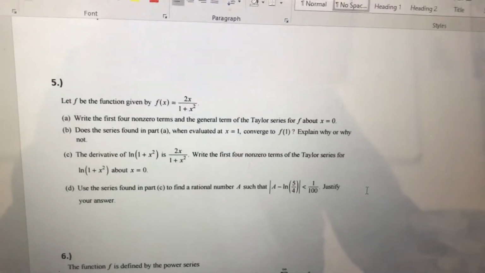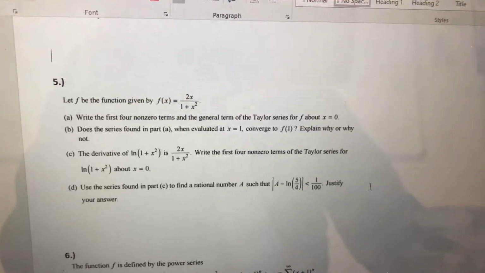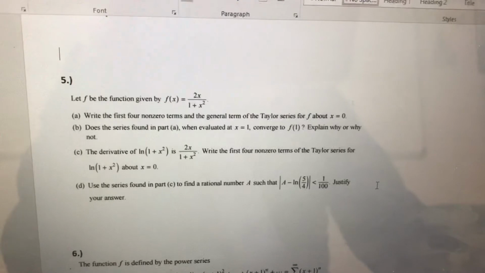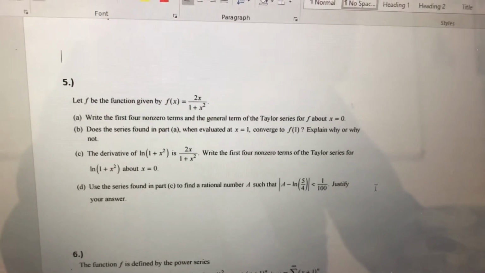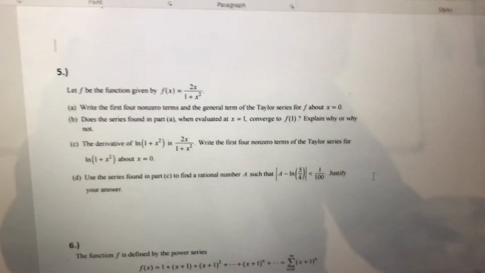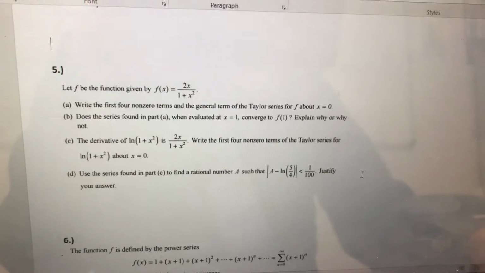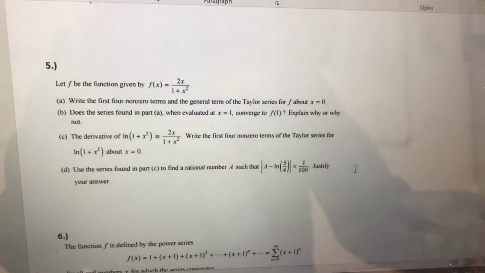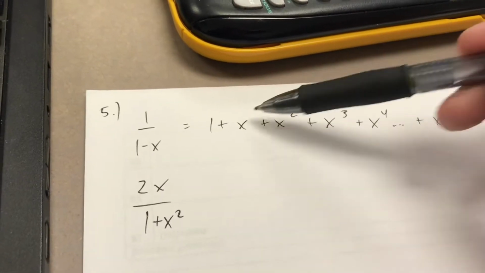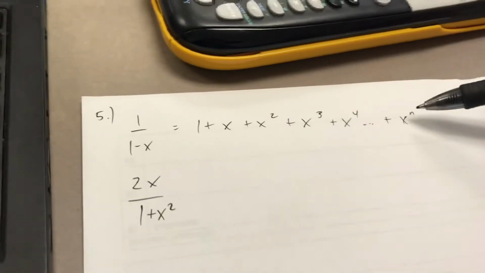All right, we're going to try number 5 on AP Prep number 7, and we're trying to write the function 2x over 1 plus x squared as a Taylor series. And if you notice there, that looks a whole lot like the geometric series 1 over 1 minus x. And so I think I'm going to be able to basically tweak it into being that. So remember, the geometric series, 1 over 1 minus x is equal to 1 plus x plus x squared plus x cubed, and so on, all the way up to x to the n.